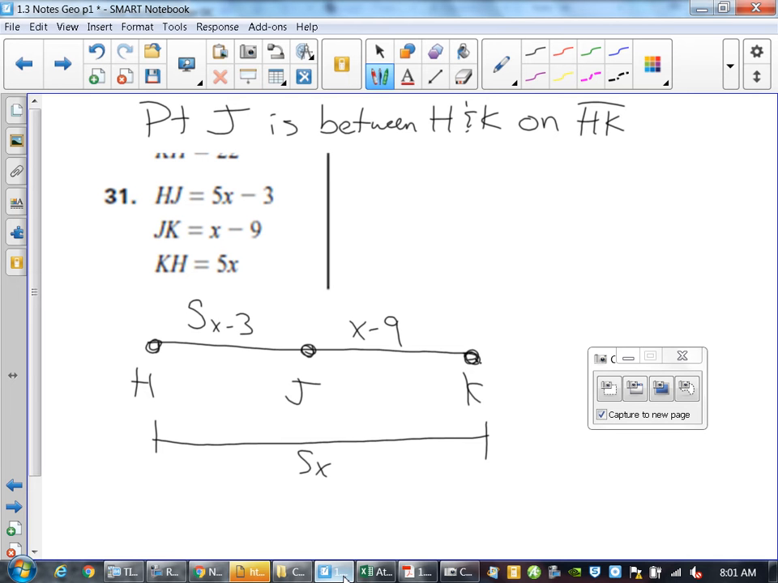So if you write it out, you're going to get 5x minus 3 plus x minus 9 equals 5x. And this is the idea of writing it out like this in the diagram, so that way it's so much easier to notice that two smaller parts make up the whole. Okay. So when we do that, we get, what, 6x minus 12? That's a really, really fast one to work with. Subtract 5x, add the 12, what do you get?